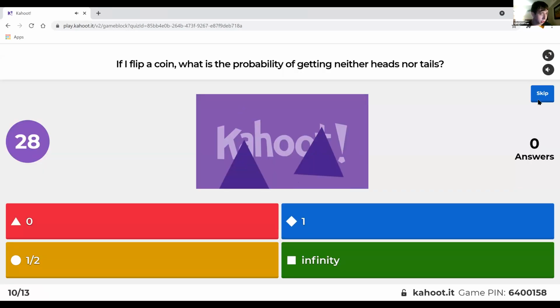So if you flip a coin, what is the probability that you'll get neither heads nor tails on that flip? Okay, what would infinity be an answer? I don't know.